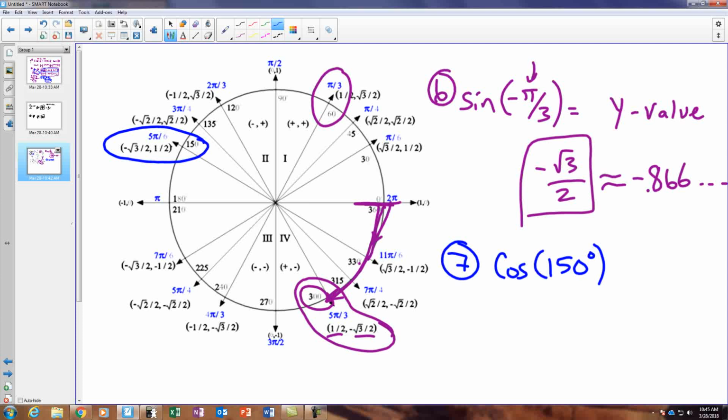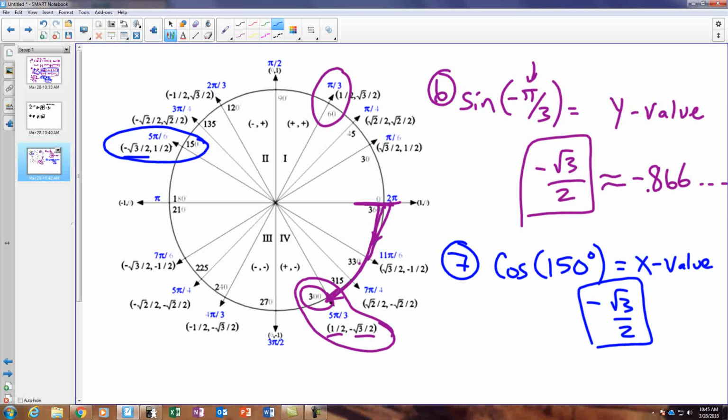I come back over here and say, now what was it we defined x or cosine as? It was A over H, which I also said was equal to the x value. So this is just the x value. Okay. So now I'm looking for the x value at 150. That happens to also be negative root 3 over 2. Now that's a coincidence that I picked two problems that had the same value or same answer.